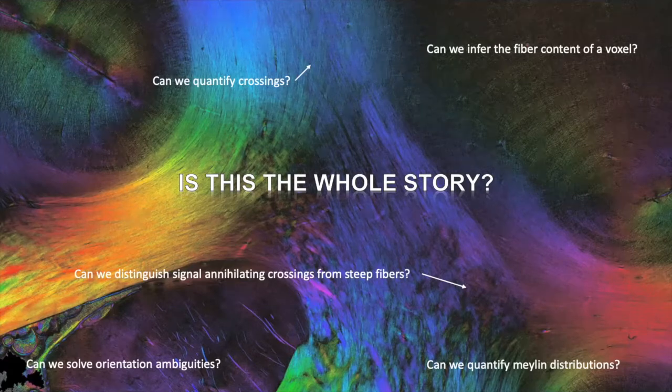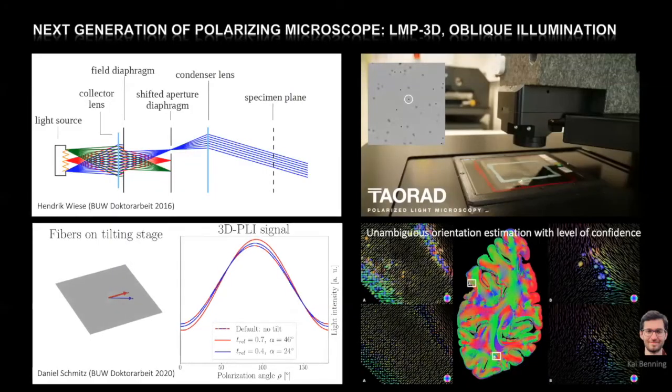And all these things, I think we have at least started to tackle them over the last few months. One is, as I already mentioned, we have started to develop together with a small company, Taurad, a new generation of polarizing microscopes, and we currently have 2 of them in the lab. And we are trying to find all the problems and bring them into routine operation.